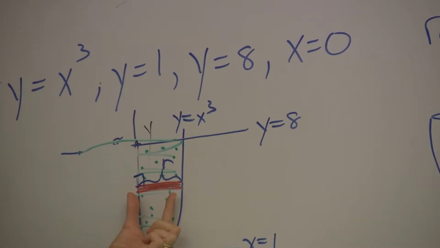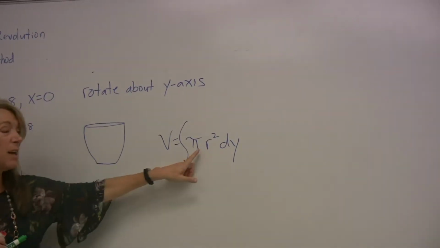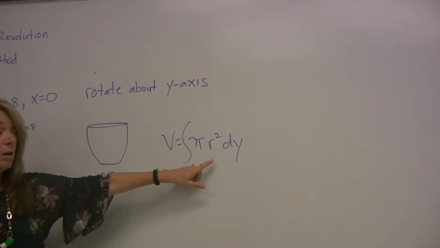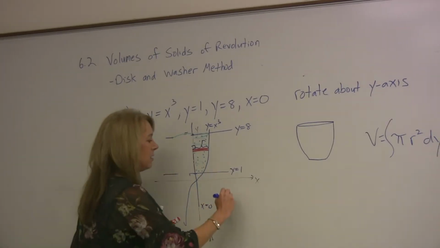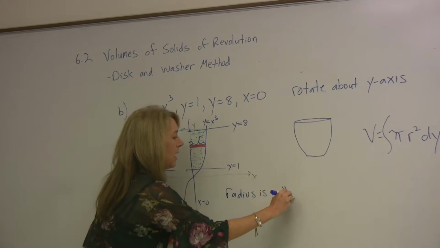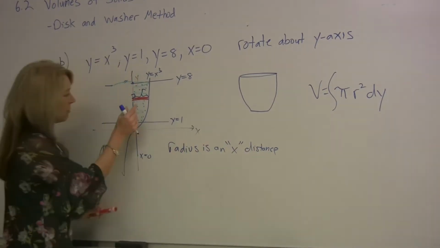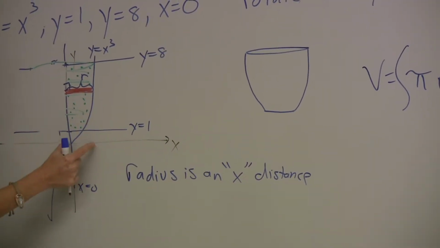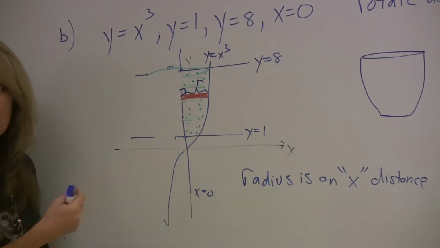We have to solve it for x, just like we did last time. Because remember, that's a dy right here. Everything I put in there better be in terms of y. I can't put x cubed in there. So this distance, this radius, is an x distance, meaning it's moving left to right, like a distance on the x-axis down here. That's how far it is. Some arbitrary x, like maybe right here, x might be a half or something.